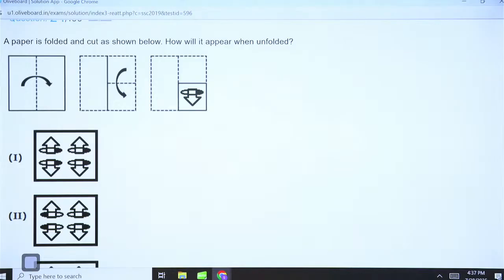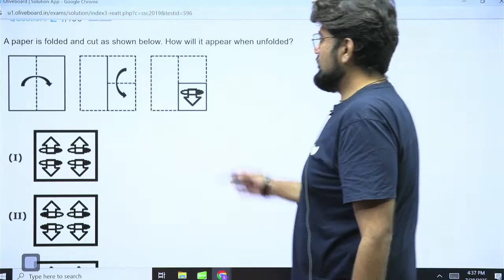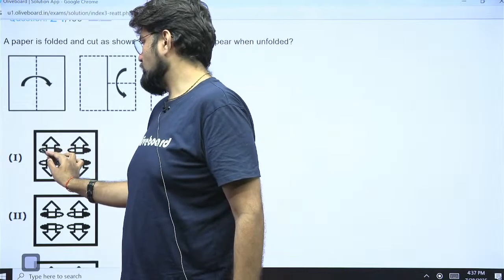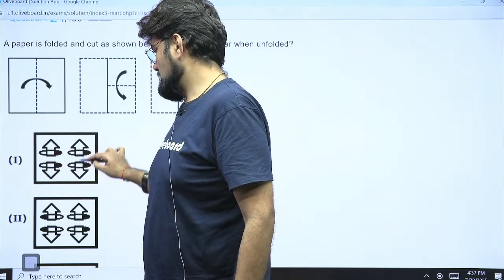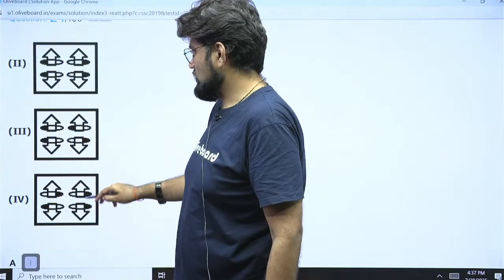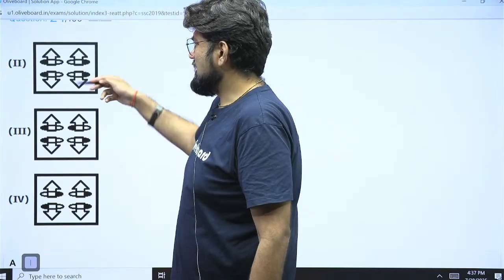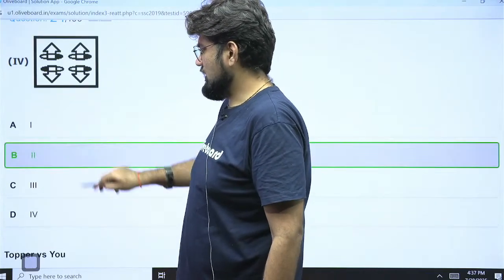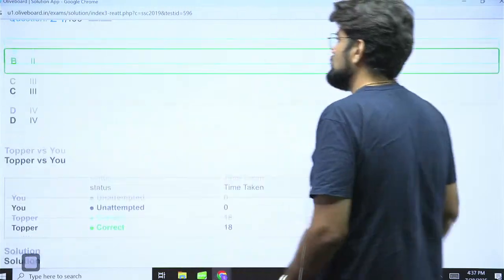So the black portion will be outside here, and when this will flip, the black portion will be outside here. So this is not possible. This is the only valid figure I can see. This is also incorrect, and this is also incorrect. This is pretty easy. Symmetry only shows the answer. Option 2, figure 2 is the correct answer. 18 seconds. Good job. Not bad.